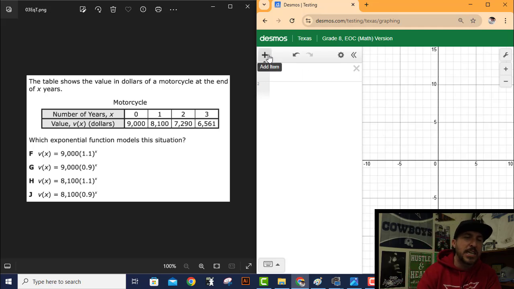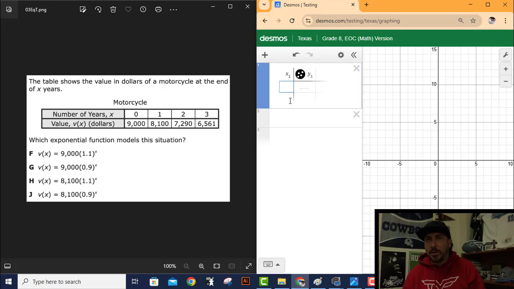All right, now let's do this guy. Here's our table right here. Hit the plus sign, put the table. Whenever you see table, boom, you're going to put all those points in. So here we go.